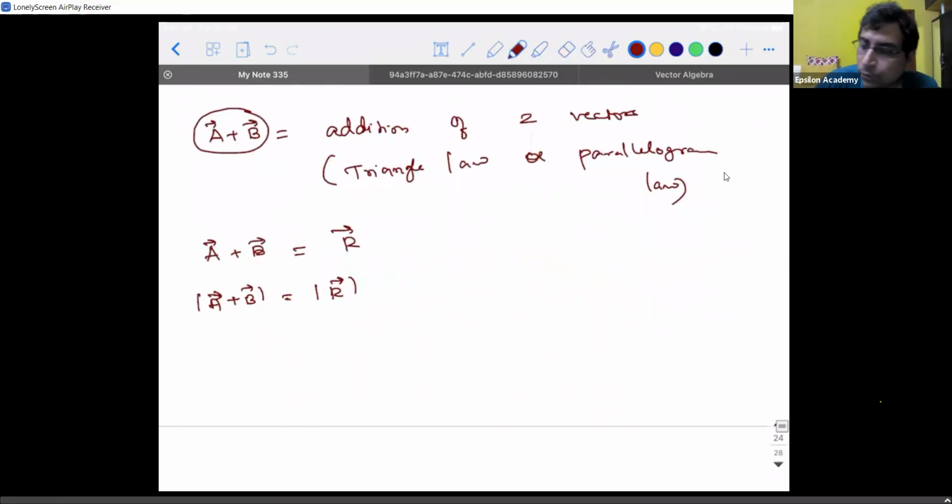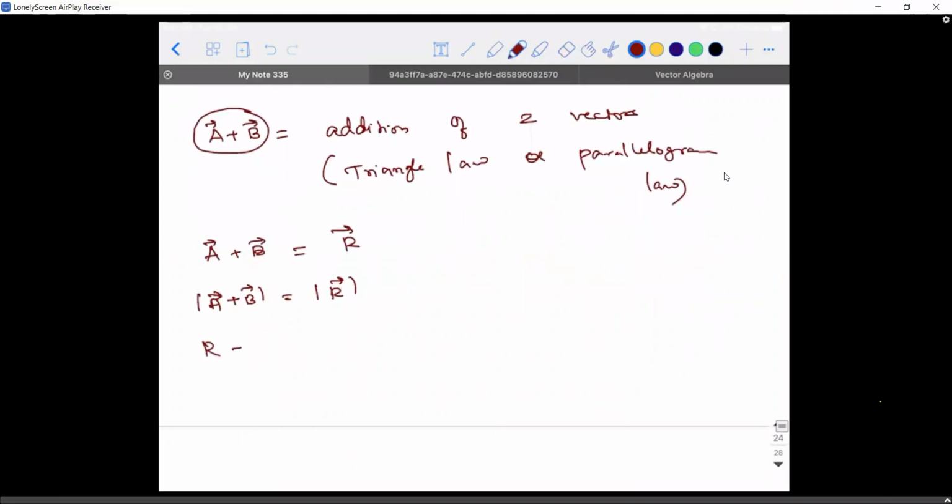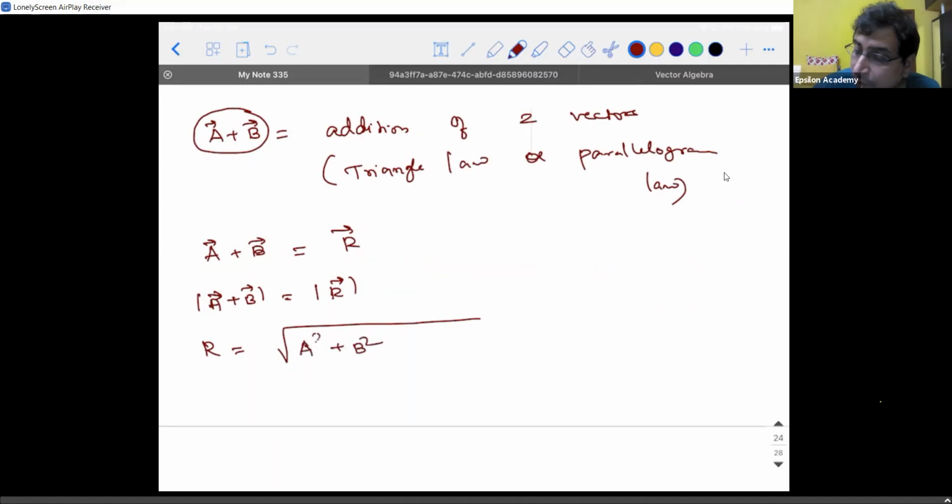We have a formula, no? Yes, sir. R is equal to root of A square plus B square plus 2AB cos theta. Very good. So what I'm trying to say is, going forward, wherever you see magnitude of sum of two vectors, it is always this formula. You need not write any of these steps.